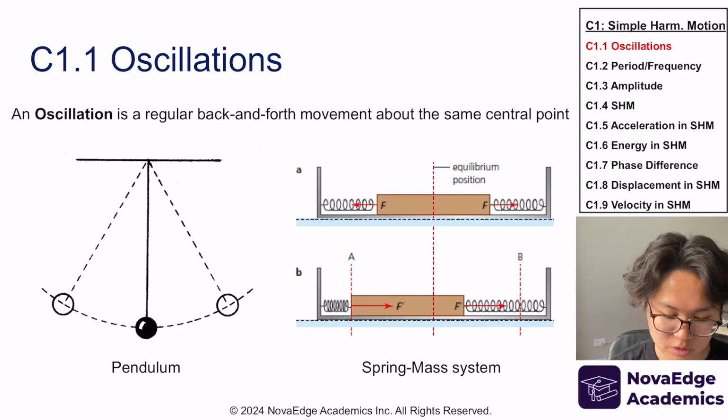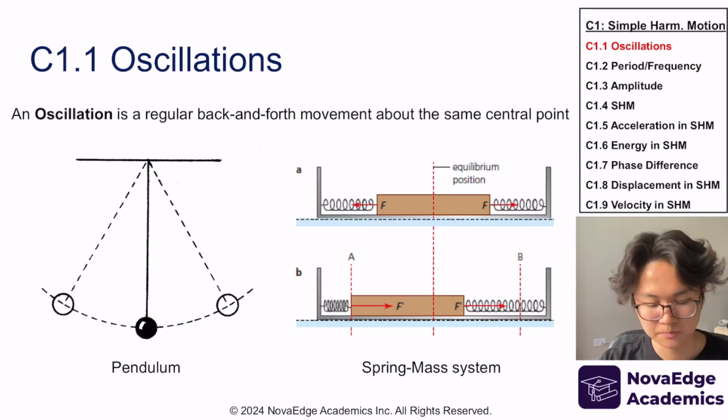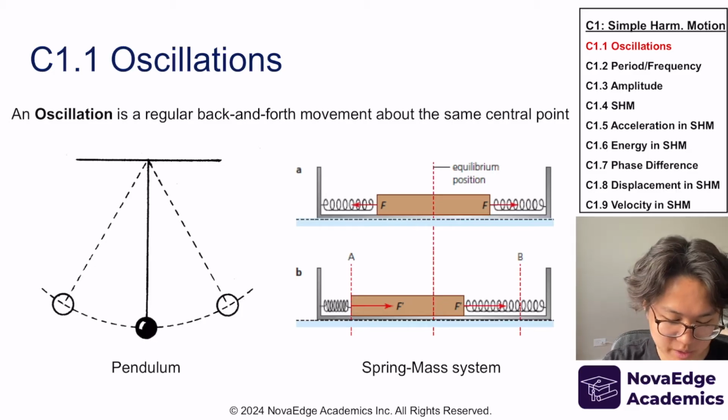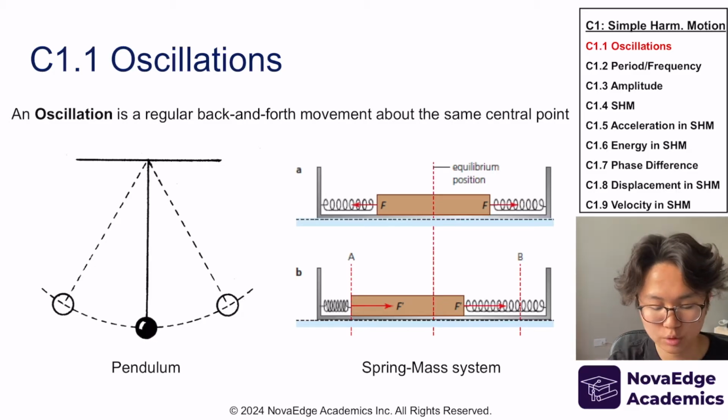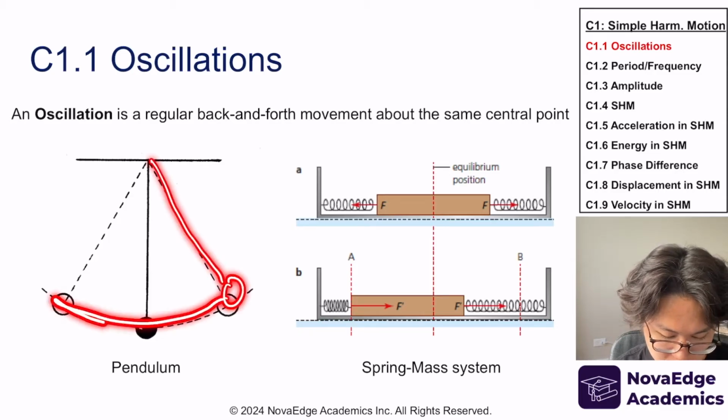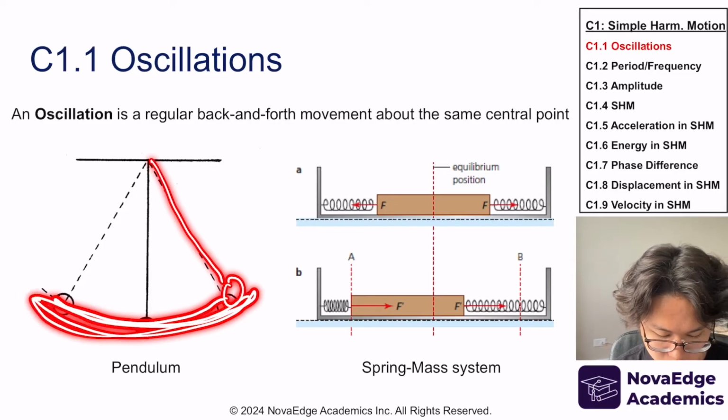We're going to start with topic C1, oscillations. So what is an oscillation? You probably already know this from everyday life, but by definition it's a regular back and forth movement about the same central point. A perfect example is a pendulum. If I release the ball from here, it's going to go back and forth, back and forth, back and forth.